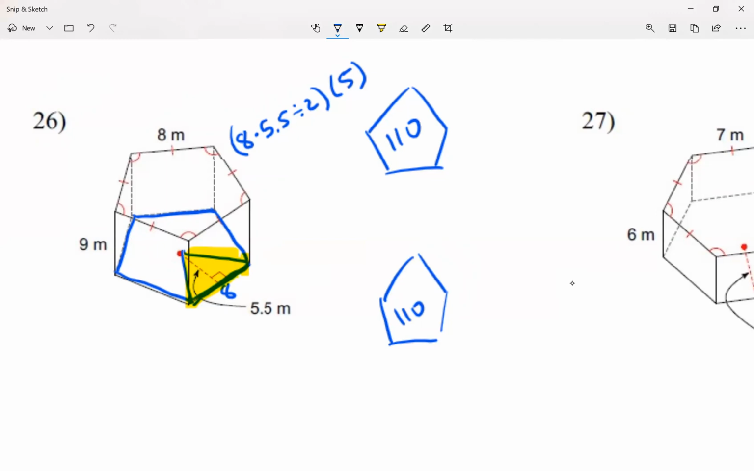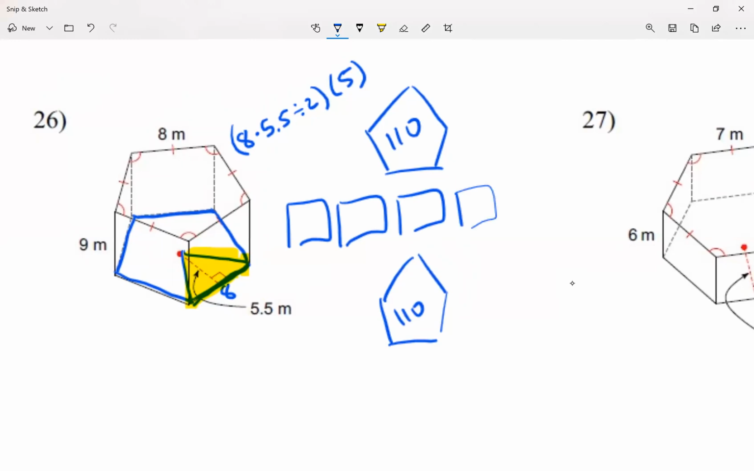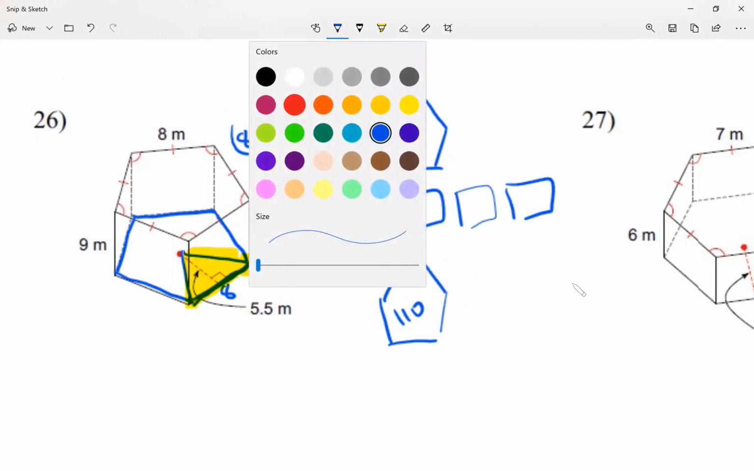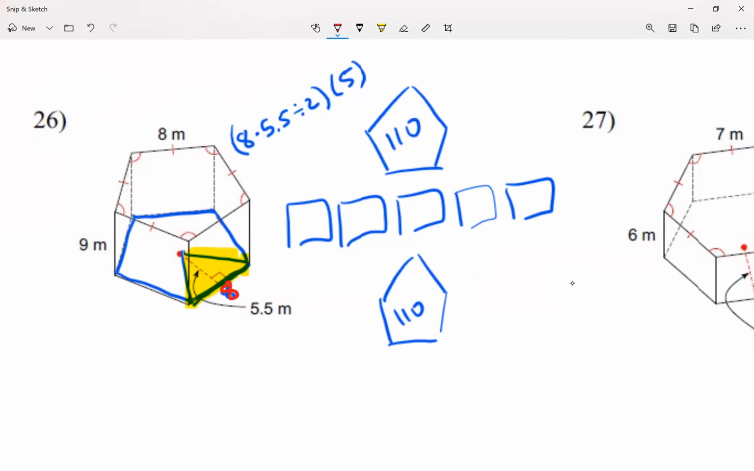My polygon has 5 sides, so I have 5 rectangles in the center. Each of the sides outside of my polygon is 8. The number that has nothing to do with my base is 9. So I'm gonna go 9 times 8 for each of these walls, each of these rectangles. Now just add everything. I have 72 5 times plus 110 plus 110, and that gives me 580.